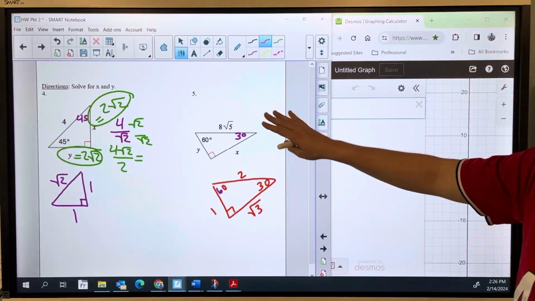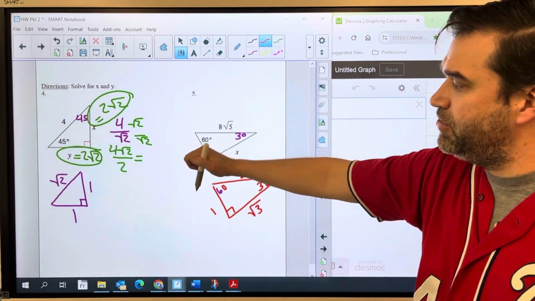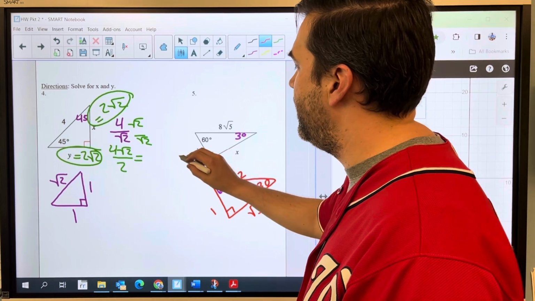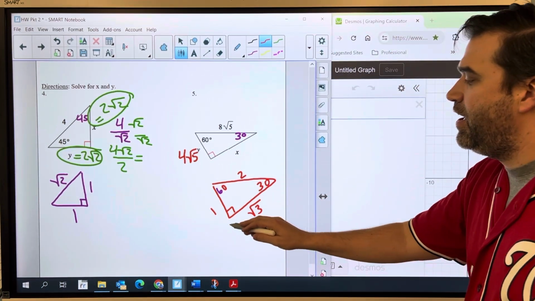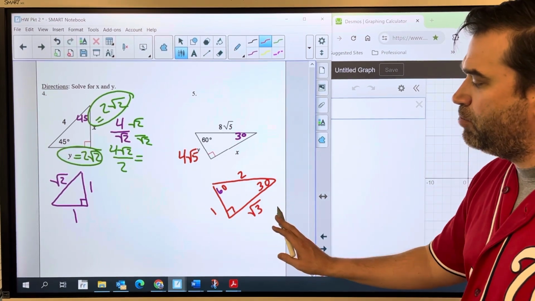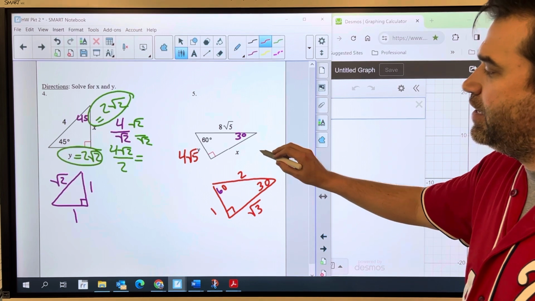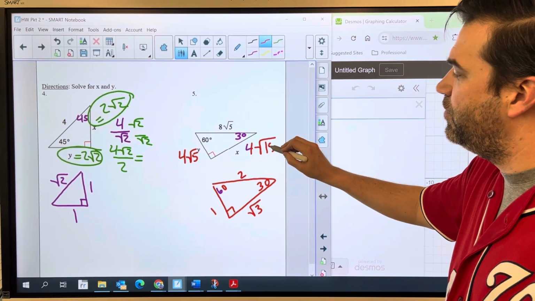So now, I know that half of my hypotenuse can get me back to my y, so half of 8 is 4 root 5. And then if I take that short leg and multiply it by the square root of 3, it'll get me to the long leg. And so I end up with 4 root 15.